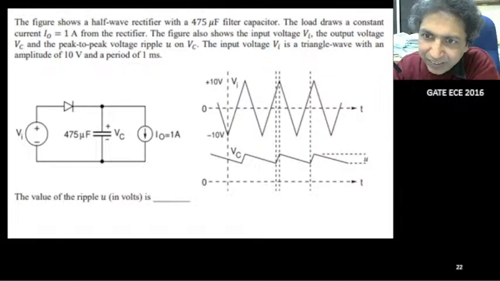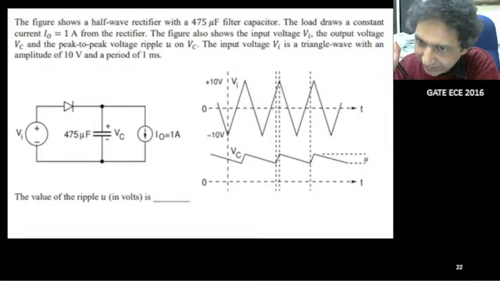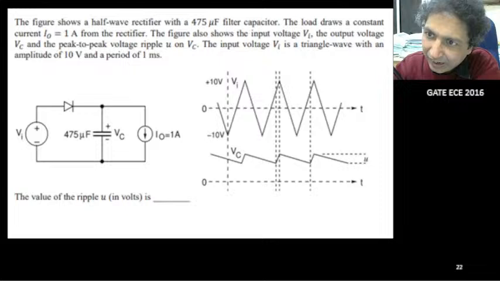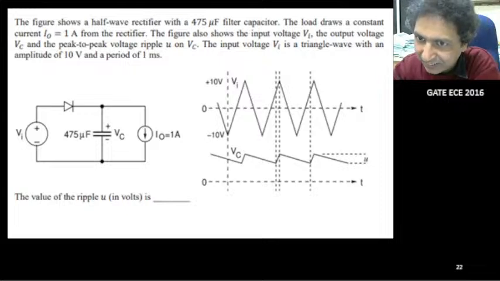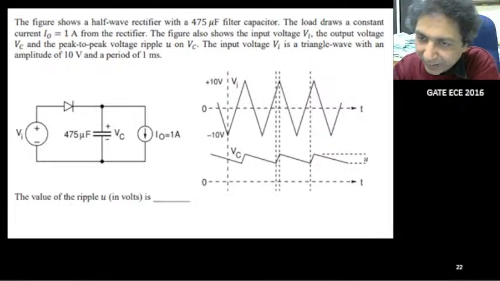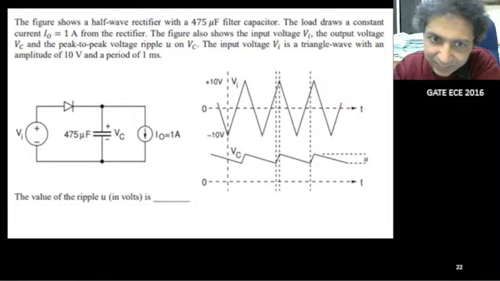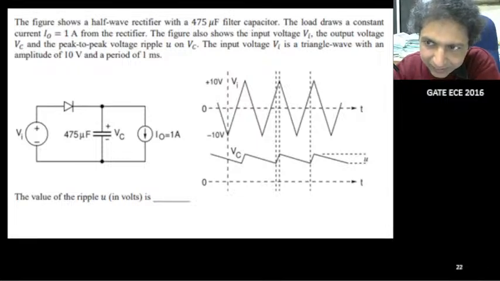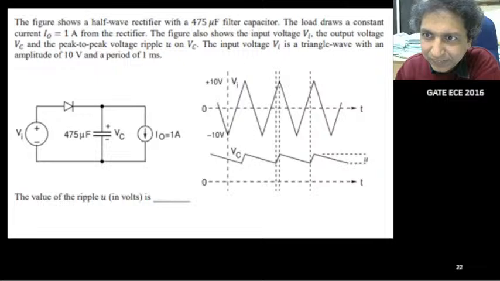So for the first half, the capacitor will charge up. And then later on, after a certain time, the capacitor will try to discharge. Again, after some time it will start charging. So basically here it is a half wave rectifier along with a capacitor filter. Now the question is, how much ripple are you getting? So this potential gap, can you find out this value?